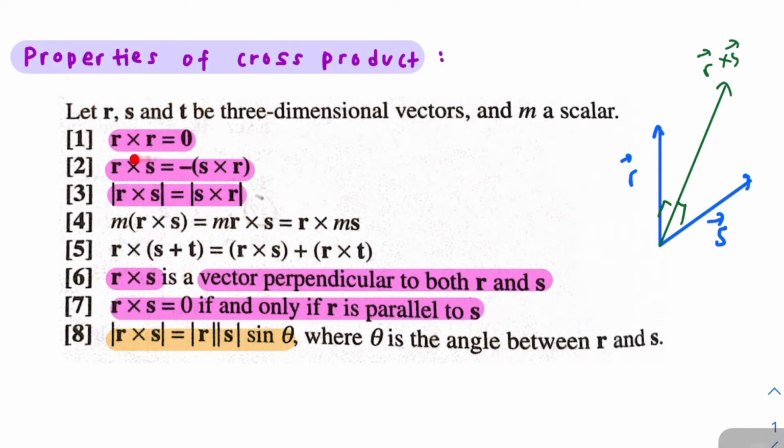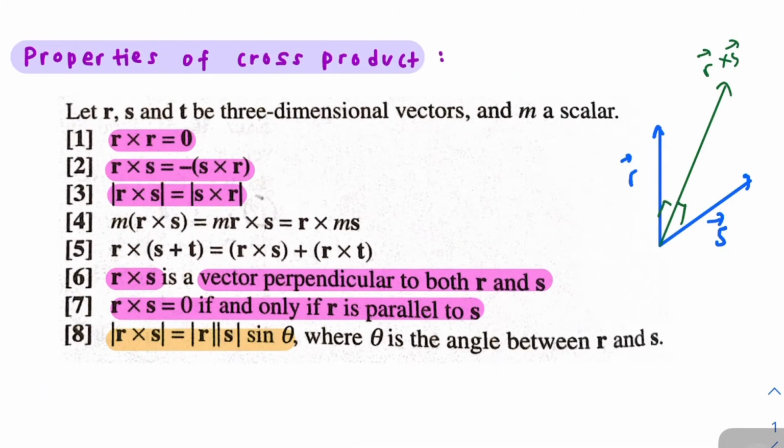Now let's see property number 1. R cross R is equal to 0 vector. Meaning that if you have vector R and then you do cross product towards the same vector R, the result will be 0i plus 0j plus 0k. Number 2, if you have R cross S, this is the same with minus S cross R. Later on, when you have R cross S and you want to find S cross R, just multiply minus outside.